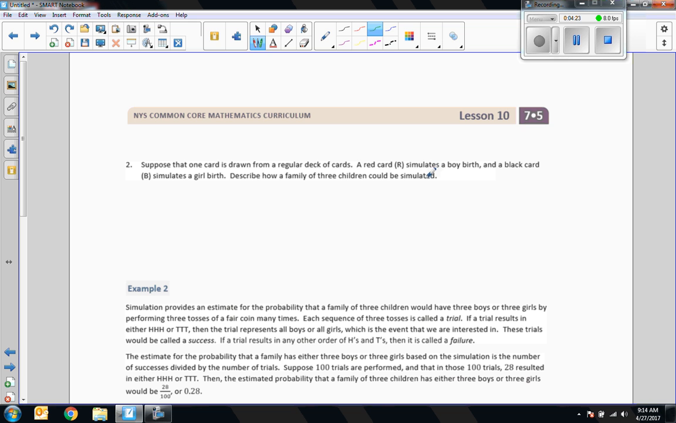Okay. In this situation, you have to know about decks of cards. There's hearts, there's diamonds, there's clubs, and there's spades. Hearts and diamonds are red, clubs and spades are black. Every suit, which is what they're called, has 13 cards in it. So there are 26 spades and clubs combined, 26 hearts and diamonds combined. So there's 26 red and 26 black cards. Okay? So now we want to simulate this. A red card equals boy. A black card yields a girl.